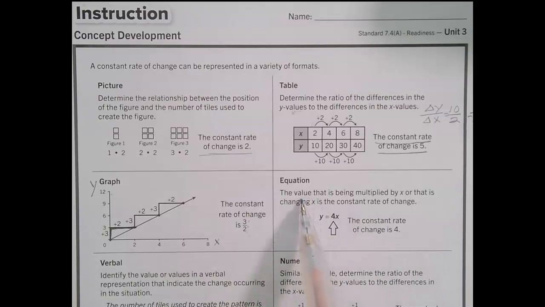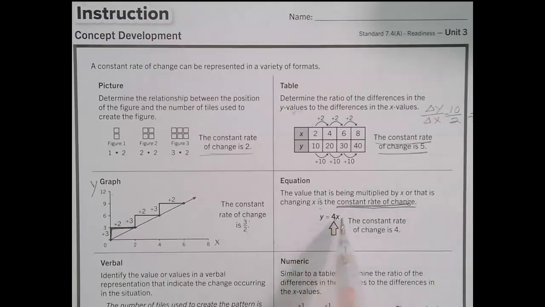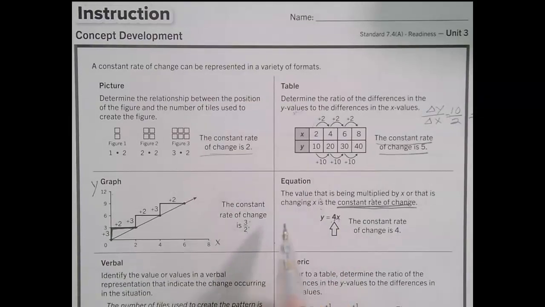Then in the equation, it will always be the value that is being multiplied by the x, or that is changing x. That is that constant rate of change. So here in this proportional relationship, being multiplied by that x, that is our constant rate of change. And even if you had an equation that looks like this non-proportional, let's say it's y is equal to 5x plus 10, this 5 would also be our constant rate of change because it's being multiplied by that x.